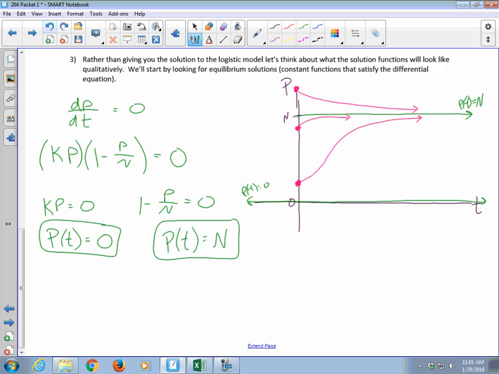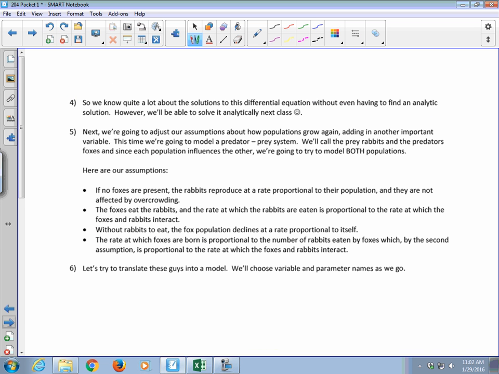So I've sketched several solutions to my differential equation without solving anything. This is what we call a qualitative analysis. I kind of know a lot about what these do without having any technique for how to solve it. But don't worry, next class I will teach you an analytic technique so that you can just solve it for P of t. Okay, but we're going to practice a little bit more with modeling before we get into techniques of solving.